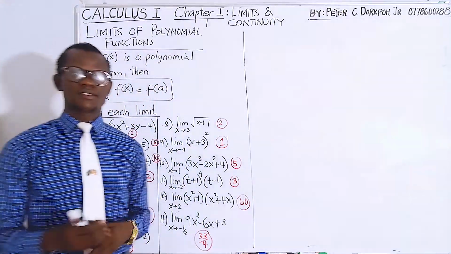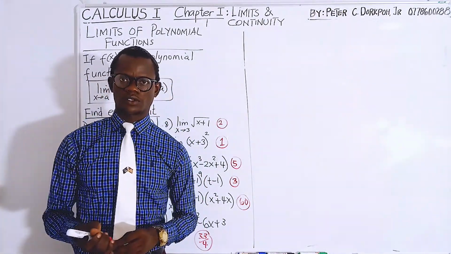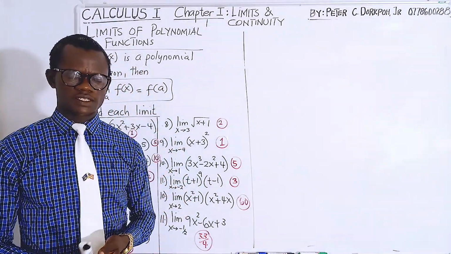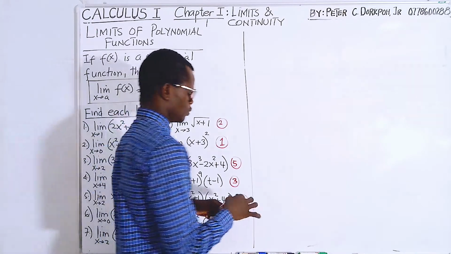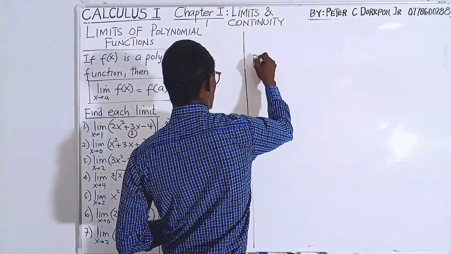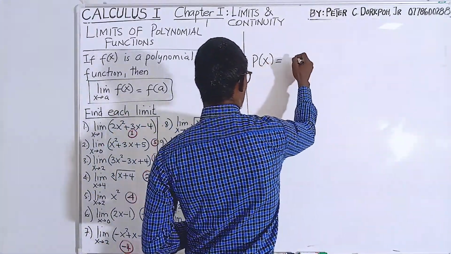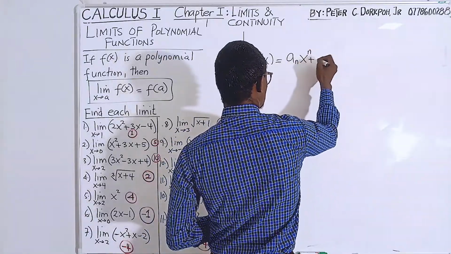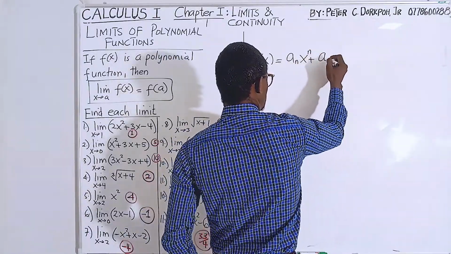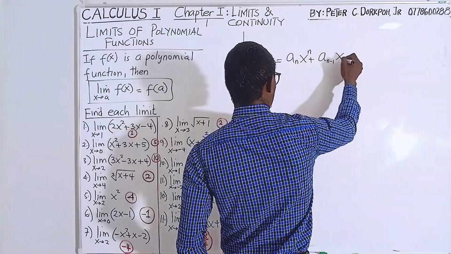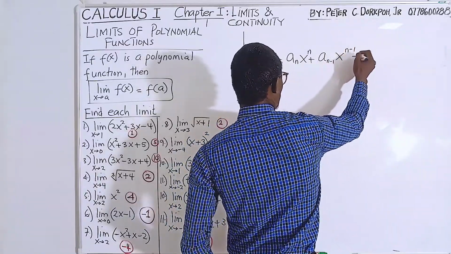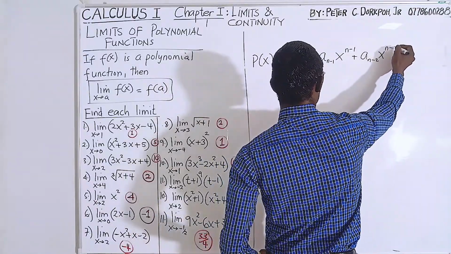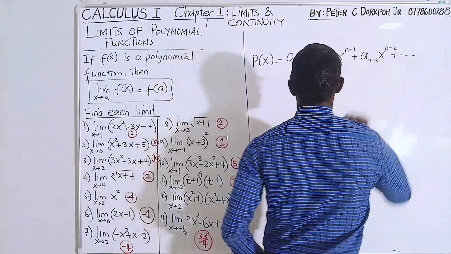Now let's look at limits of polynomial functions. So firstly, a little review of what a polynomial function is. We know that a polynomial function is of the form p of x equals a sub n x to the power n plus a sub n minus 1 x to the power n minus 1 plus a sub n minus 2 x to the power n minus 2 and so on, right?